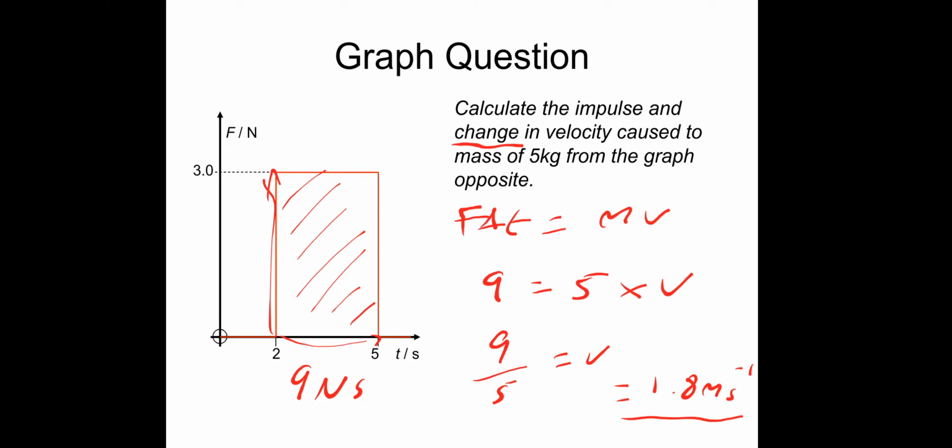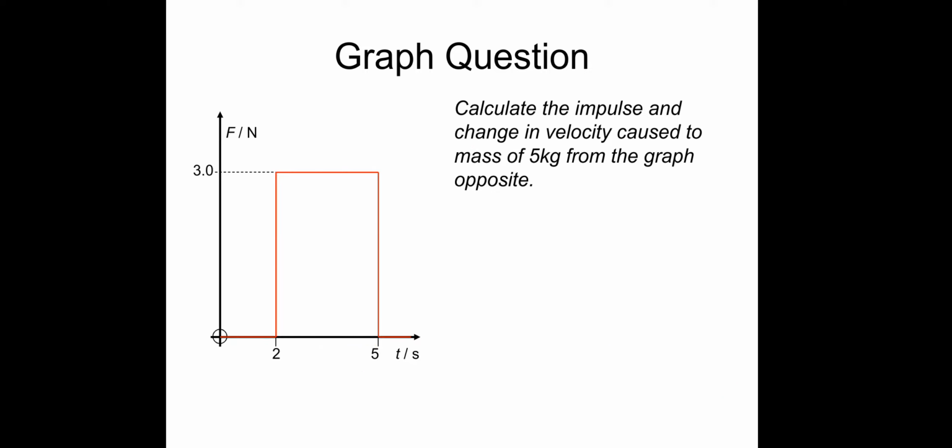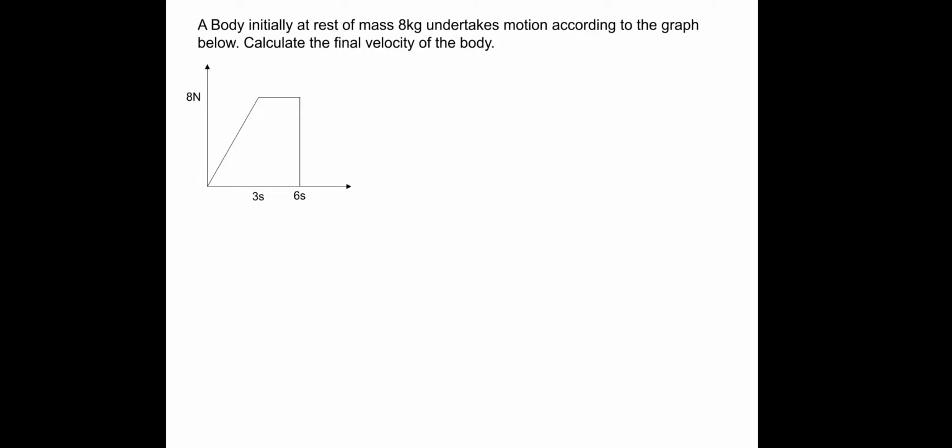Let's look at the next one. The next one's a compound shape, still very simple. So this one says, a body initially at rest of mass 8 kilograms undertakes motion according to the graph below. Calculate the final velocity of the body. So if you want to pause and have a go.